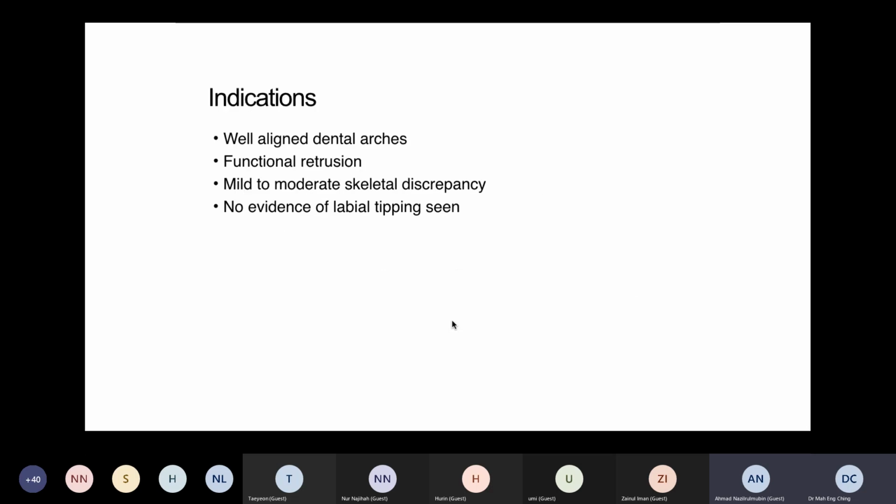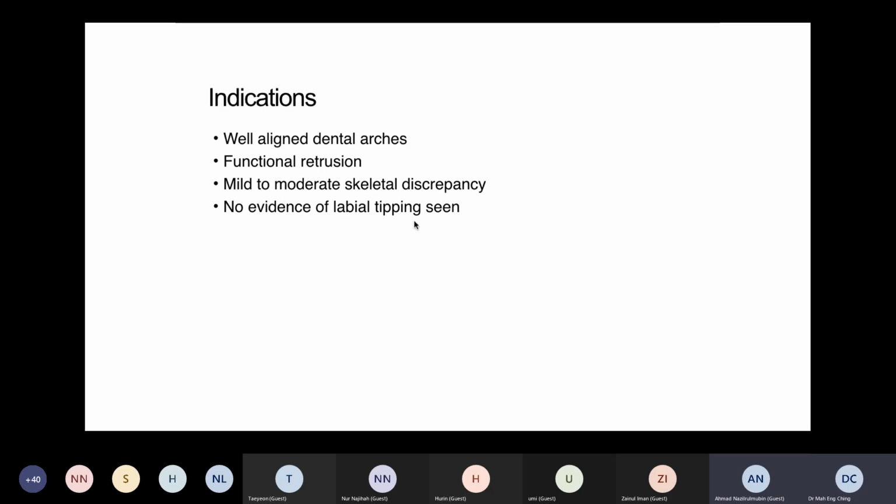So what are the indications for this Bionator? Well-aligned dental arches. Like we say, this functional or myofunctional appliance is not going to align the teeth. Most of the time, they're just pulling the top teeth back and moving the bottom teeth forward. But crowding, we have to deal with fixed appliances. Functional retrusion, when we come to a short mandible, then maybe we can use a Bionator to move the mandible forward. Mild to moderate skeletal discrepancy, we can deal with myofunctional appliances. When it comes to severe, then we deal with orthodontic surgery.